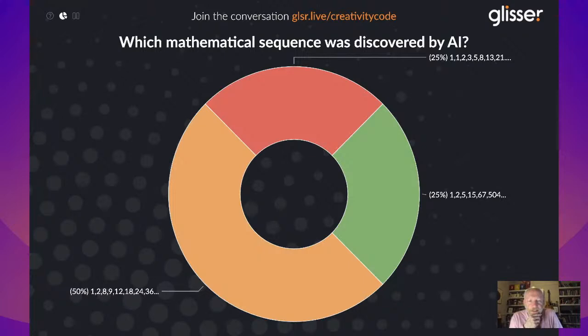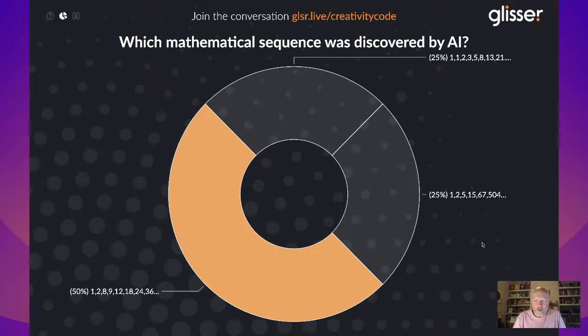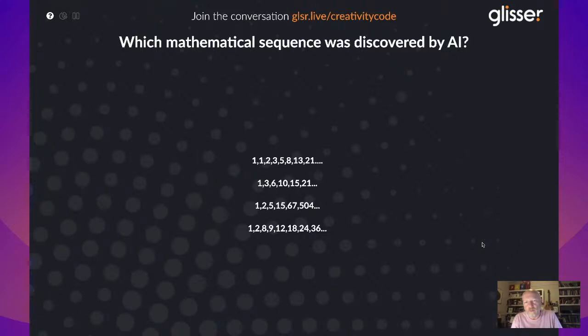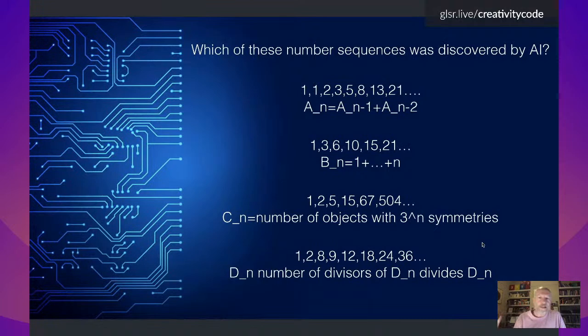A quarter of you are going for the third one. That's interesting. So shall I reveal? I'm very pleased that you've gone for the last one and not the third one, because actually that is the AI one. The third one, which was the number of objects, is a sequence that I discovered in my own research. So a quarter of you still thinking that was created by AI, but no, it was created by me. There we go. But I do think that it's having trouble beyond doing just simple bits of mathematics, because it's not good at telling stories, and mathematics is all about telling stories.